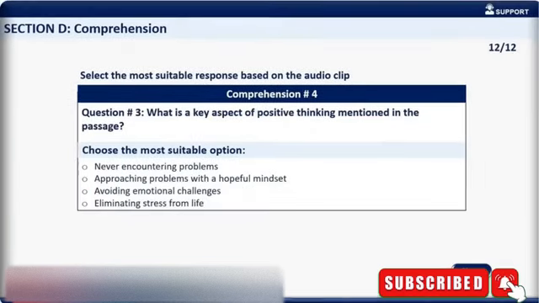Moving on to the third question. What is a key aspect of positive thinking mentioned in the passage? The options that we have are: never encountering problems; approaching problems with a hopeful mindset; avoiding emotional challenges; eliminating stress from life. So the correct answer in this question is going to be, approaching problems with a hopeful mindset. So guys, I hope you have understood all the questions now.